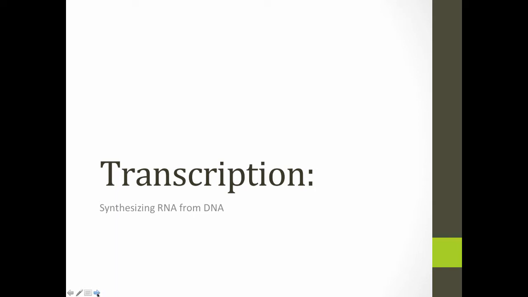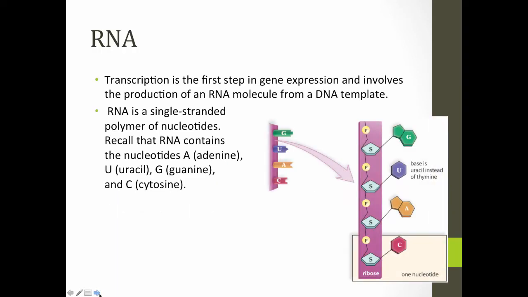So the first phase, transcription, is synthesizing RNA from DNA. And transcription is the first step in the process of a gene being expressed. It involves the production of an RNA molecule from a DNA template. So DNA is double-stranded. One strand of DNA specifies the strand opposite from it through complementary base pairing rules.